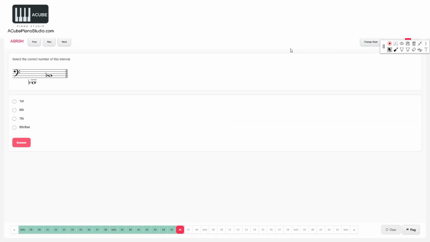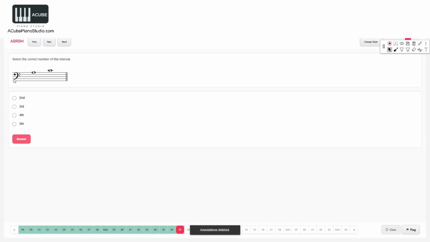Okay, select the correct interval for this. So we have here B flat, then C, then D, then E, then F, then G, then A, then we reach B flat here, right, which is what we want here. So it's 1, 2, 3, 4, 5, 6, 7, 8. So it's an 8th apart, B flat to B flat. So they are an octave apart or an 8th apart.